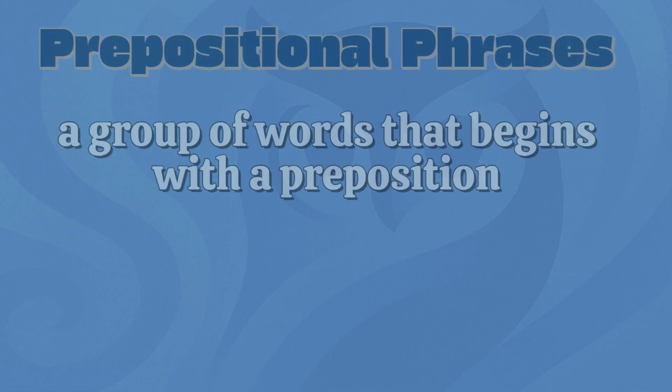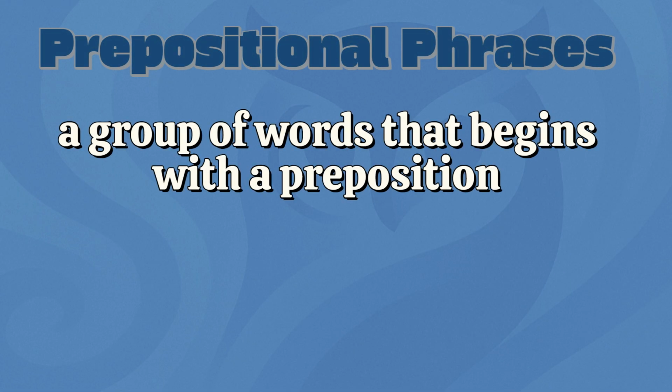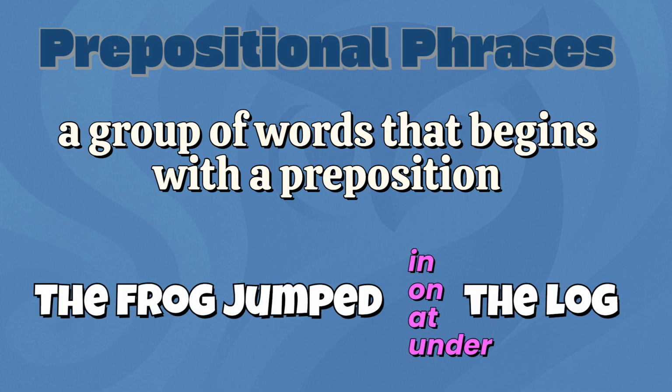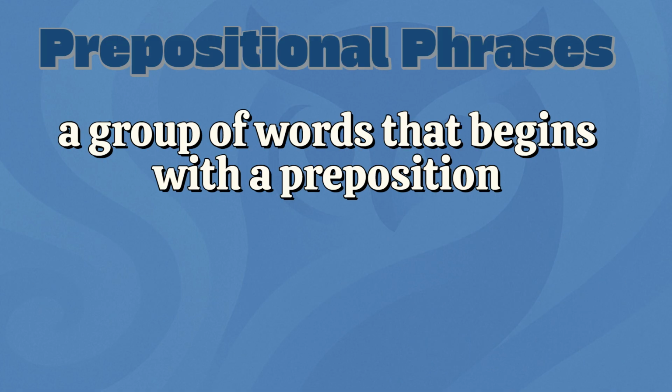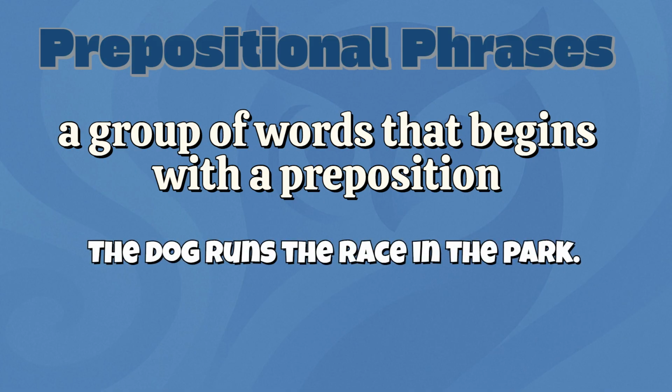Now let's add a new layer, prepositional phrases. Don't worry, we won't spend too much time here. A prepositional phrase is a group of words that begins with a preposition like in, on, at, or under. They give extra information about where, when, or how something happens. Let's add a prepositional phrase to our examples. The dog runs the race in the park. The prepositional phrase in the park tells us where.